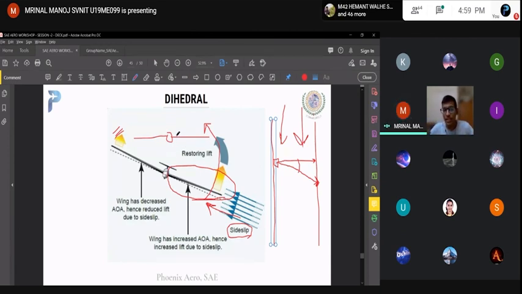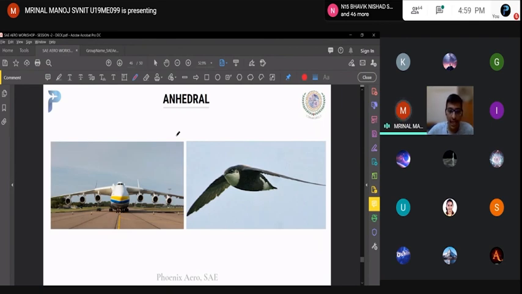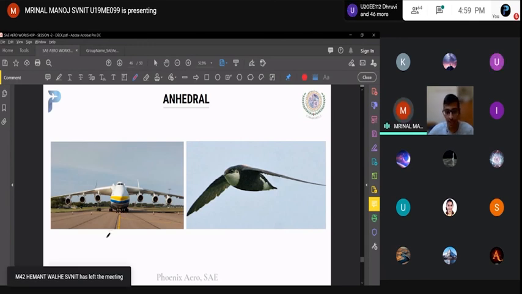Now, the opposite of dihedral is called anhedral. And as you can see anhedral here, anybody, what's the name of this aircraft right here? Antonov 225. Yeah, it's the Antonov 225. The Antonov 225 is the heaviest aircraft in the world right now.